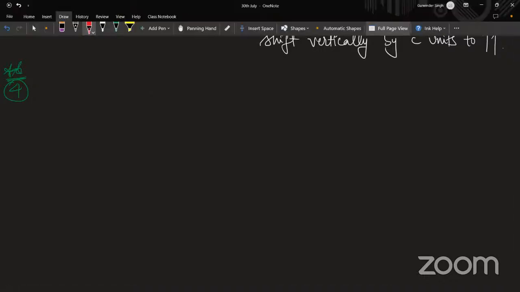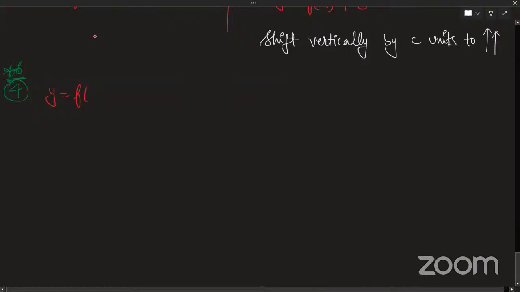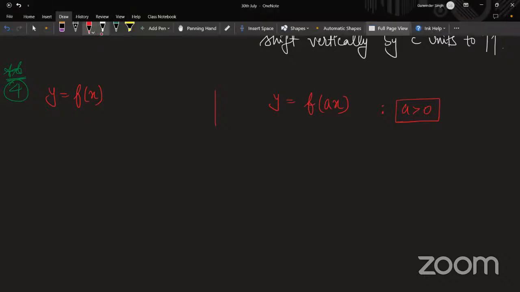I have a function y is equal to f of x. Now I'm trying to plot the function y is equal to f of ax. I am assuming a to be positive first. In the first case I have taken a as positive. If a is negative, it will become more difficult.